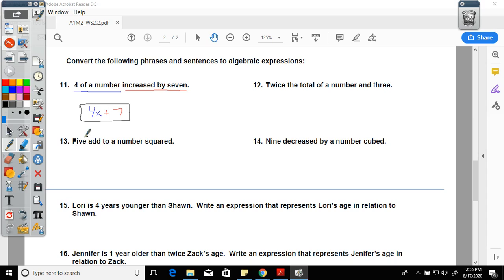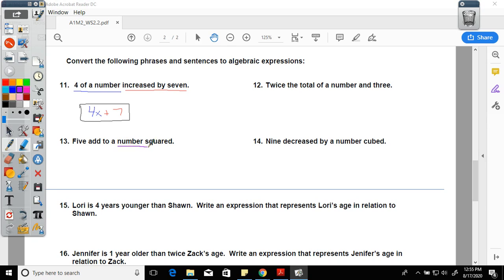All right, let's try this one. 5 added to a number squared. Ooh, that one's tricky. All right, so I'm going to give you just a moment. Pause the video and think about what you need to do here and see what you can come up with. All right, so welcome back. So we have 5 added to a number squared.